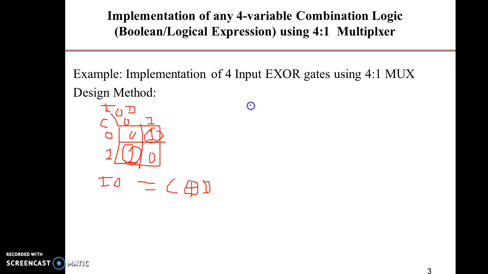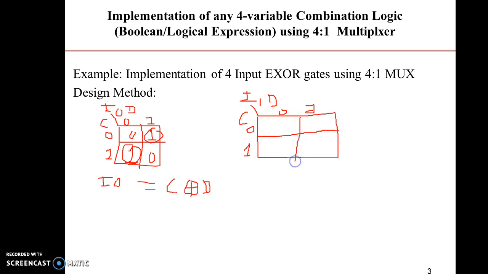Same thing I can generate the logic corresponding to the I1 data input pin, with respect to the same variables C and D. This is 0, 1, 0, 1. I divide this. So if C is 0 and D is 0, the output of the XOR gate is 1. C is 0, D is 1, output of XOR gate is 0. C is 1, D is 0, output of XOR gate is 0. C is 1, D is 1, output of XOR gate is 1.